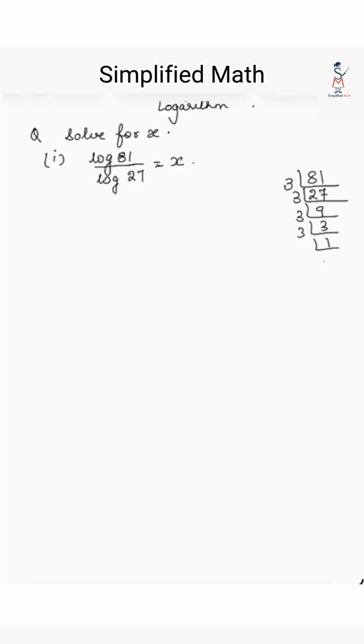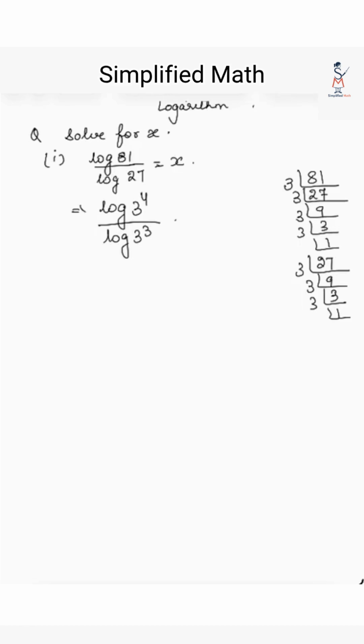Same way we will factorize 27. So 27 we have already seen on the top. You can take from there also, right? So log 81 will be written as, 81 you can write it as 3 raised to the power 4, and 27 you can write as 3 raised to the power 3.